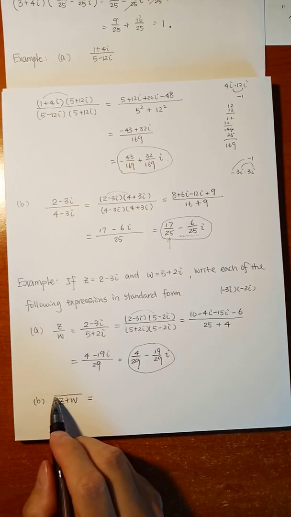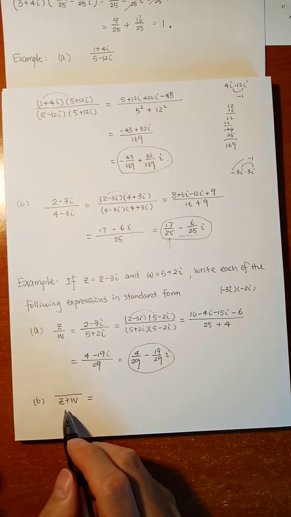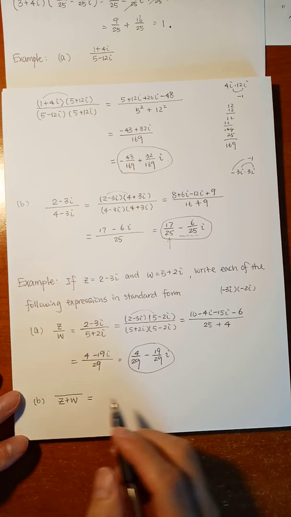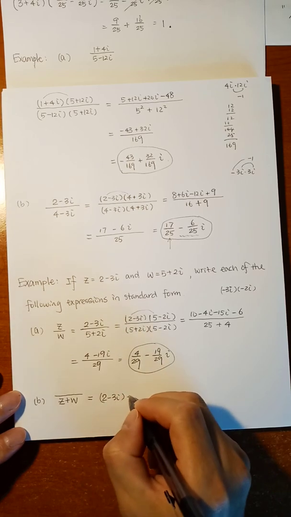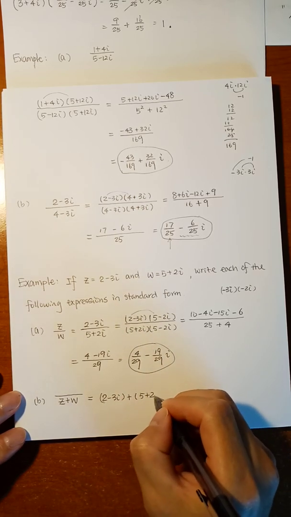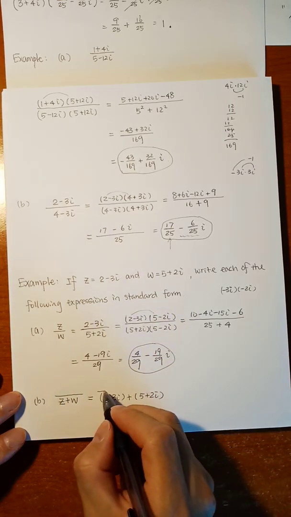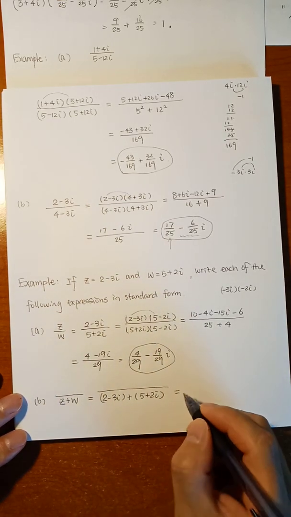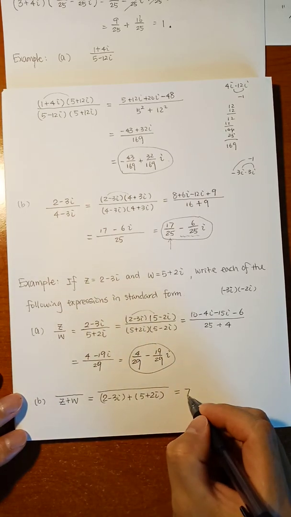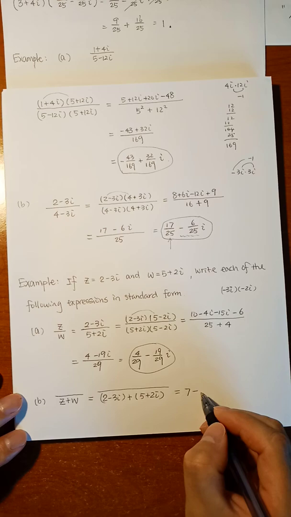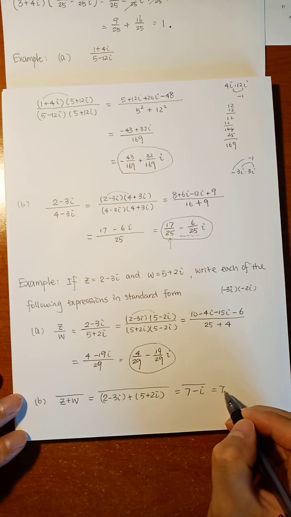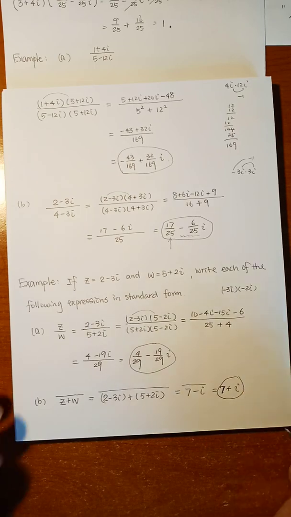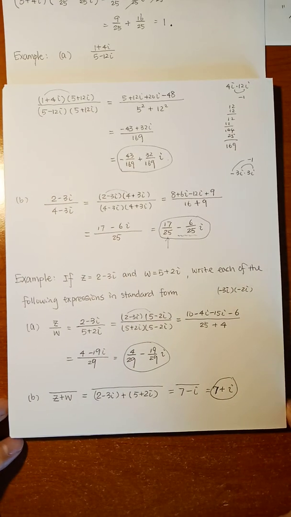Second one, we compute the conjugate of the sum. So z is 2 minus 3i. W is 5 plus 2i. After we finish the addition, we put the conjugation. Okay, so 2 plus 5, 7. Negative 3i plus 2i is minus i. Conjugation just changes the sign in front of i. So it's 7 plus i. This is the standard form.